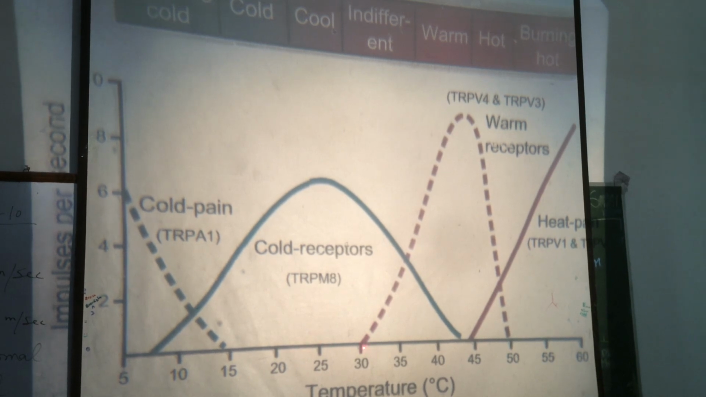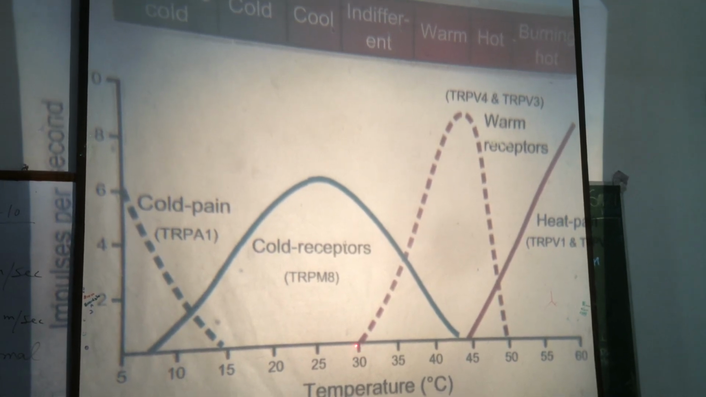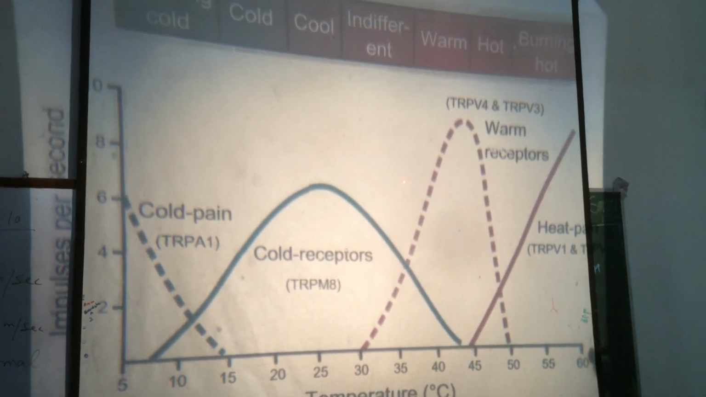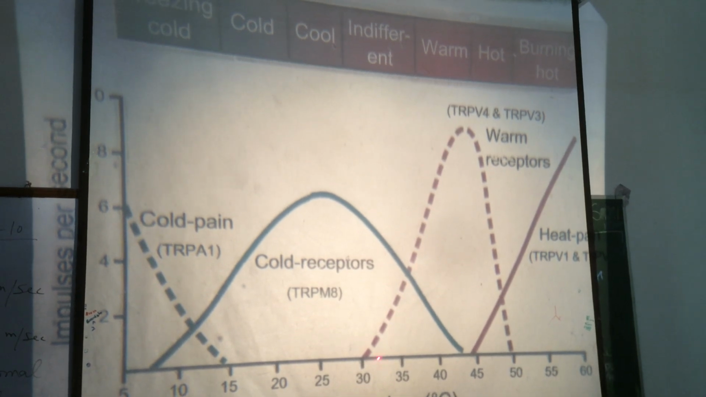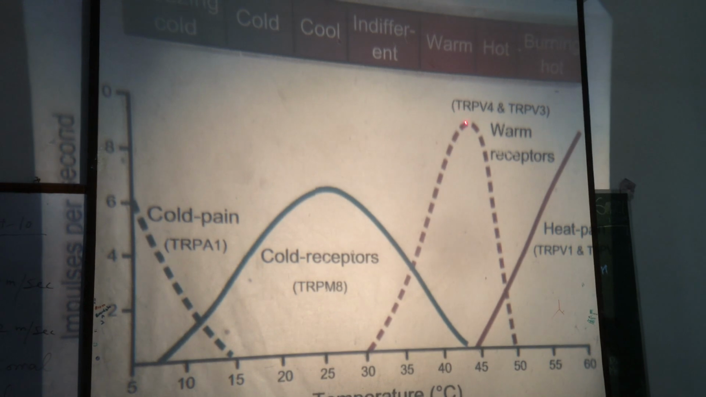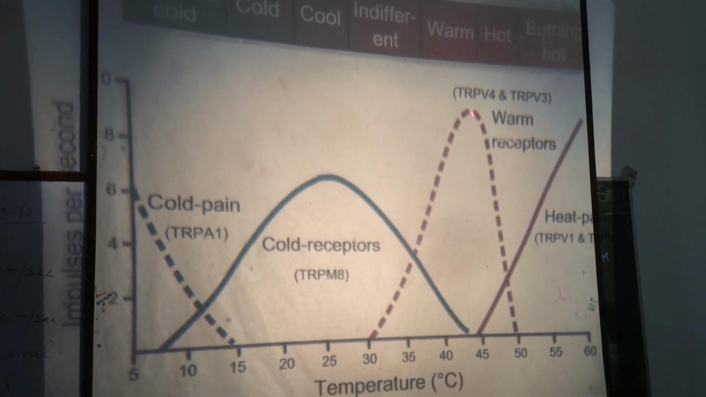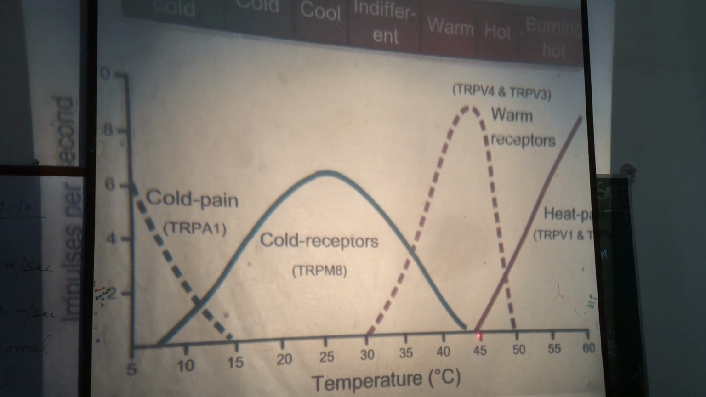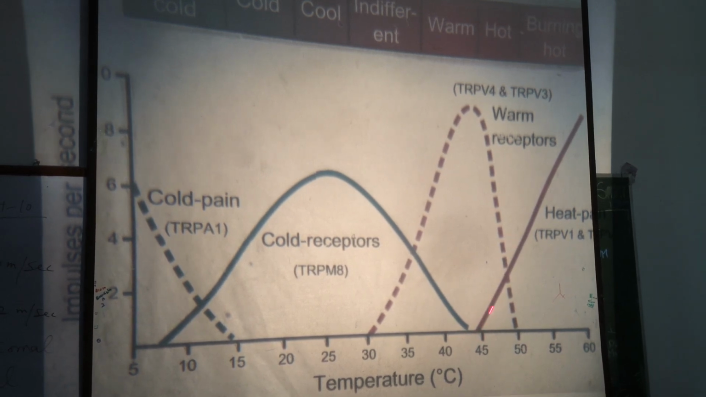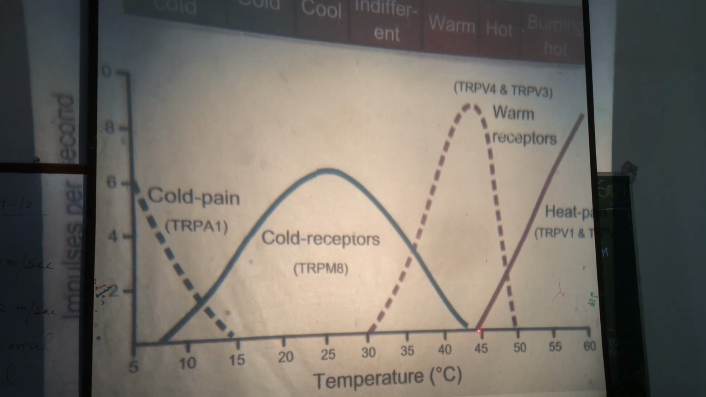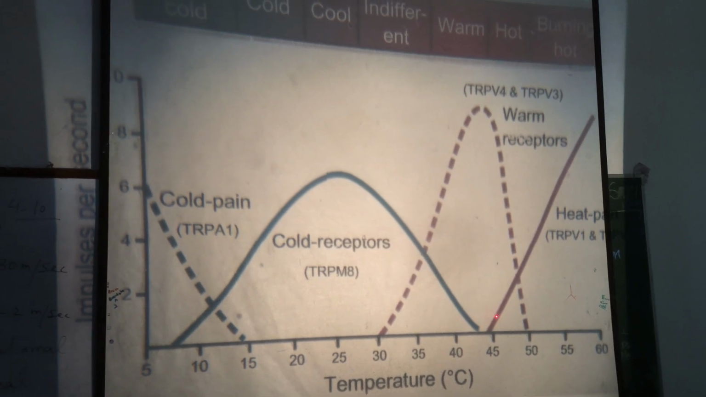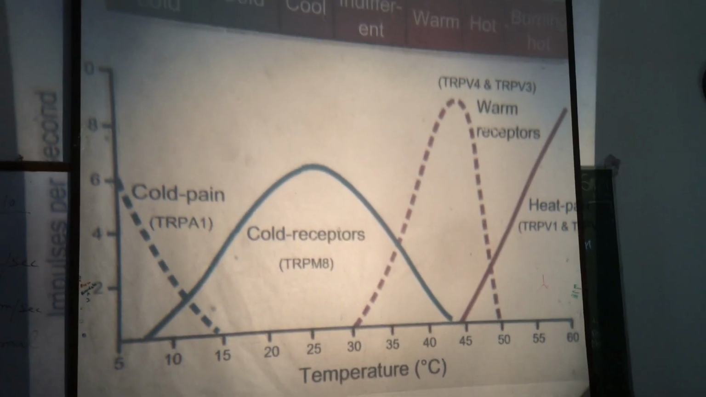And you see that at 30 degrees centigrade, the response from the warmth receptors starts. And at 45 degrees centigrade, the response from the pain receptors starts, and this gives rise to the sensation of burning hot.